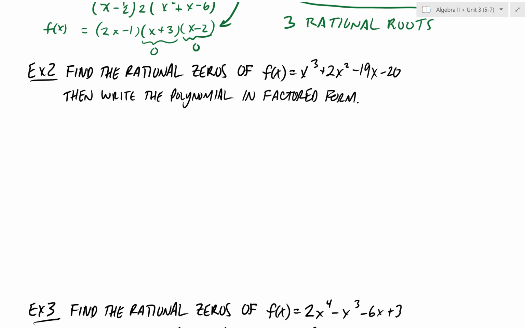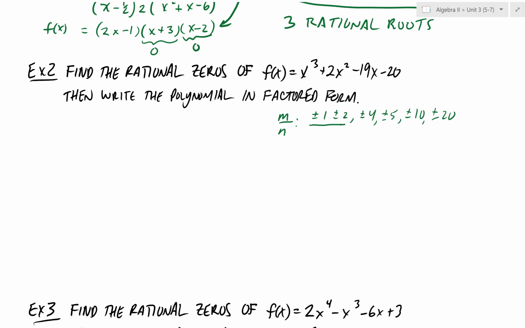Okay, so I'm going to go ahead and work through this whole thing so you can see and compare it to what you did. The first thing we need to do is make our list of possible rational roots. So n has to be a factor of 20. So that's going to be plus and minus 1, plus and minus 2, plus and minus 4, plus and minus 5, plus and minus 10, and plus and minus 20.